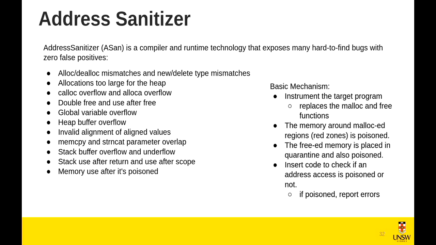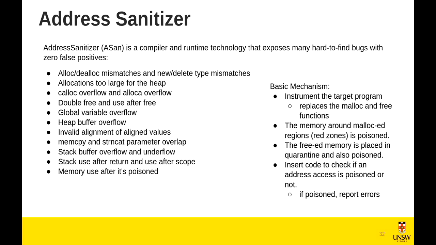So this is the basic mechanism of address sanitizer. First, it tries to instrument the target program during compilation. What the instrumentation does is replace the malloc and free functions. There are actually a set of functions that can allocate a piece of memory for the program, and address sanitizer will replace these malloc and free functions with a customized version of these allocation functions.